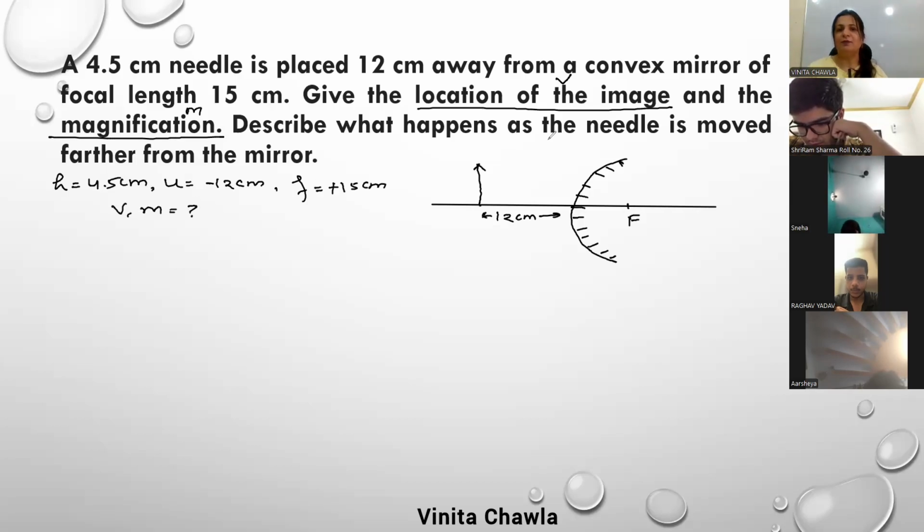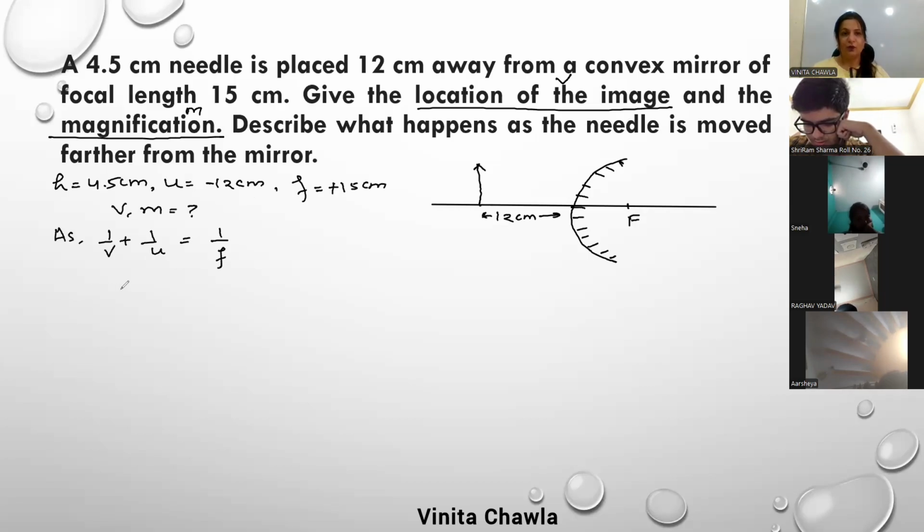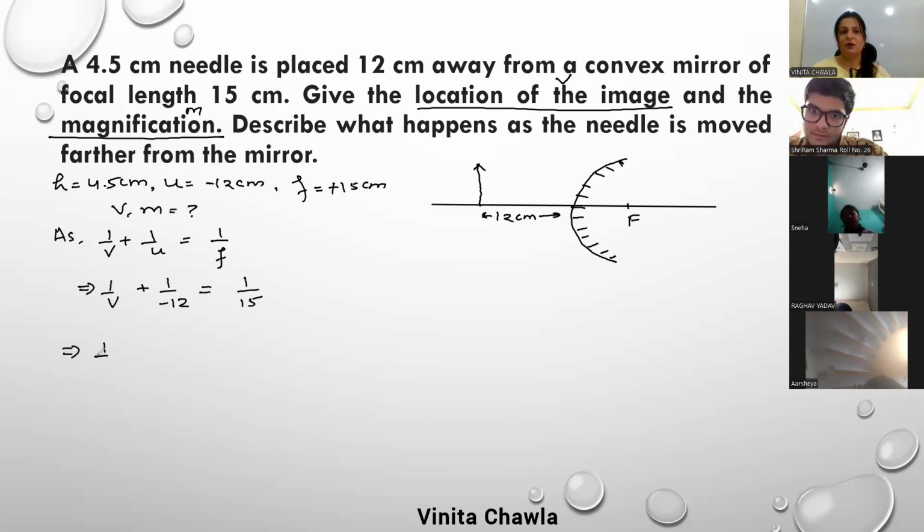So describe what happens as the needle is moved farther from the mirror. We'll discuss this later. So as we know, the mirror formula is 1 upon V plus 1 upon U is equal to 1 upon F. So we can apply the values here. 1 upon V we don't know. The value of U is given, it's minus 12 and F is 15. So this implies 1 upon V is equal to 1 upon 15 plus 1 upon 12. Answer is coming 20/3.